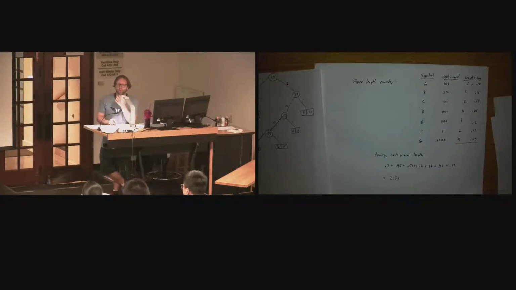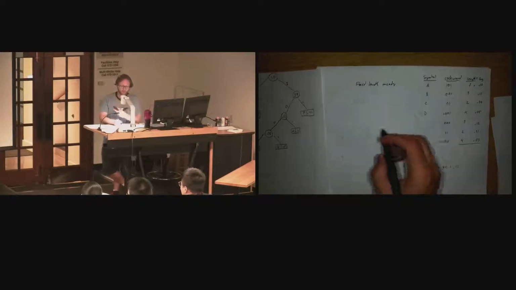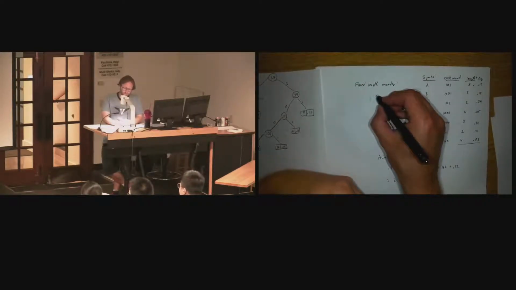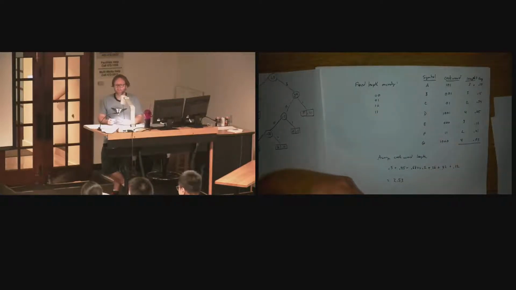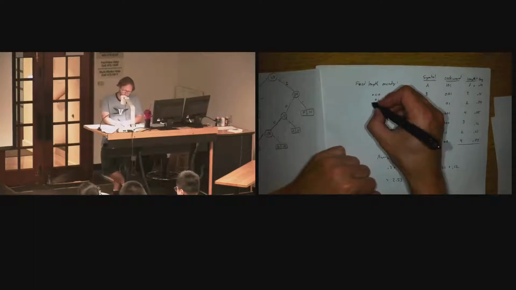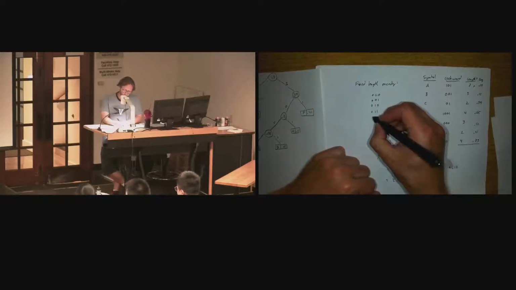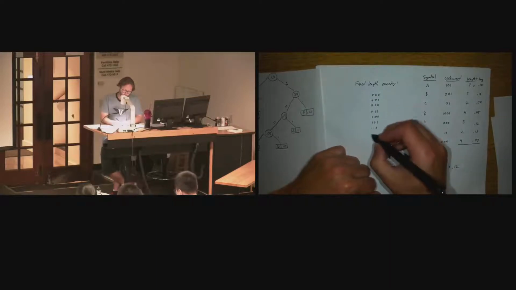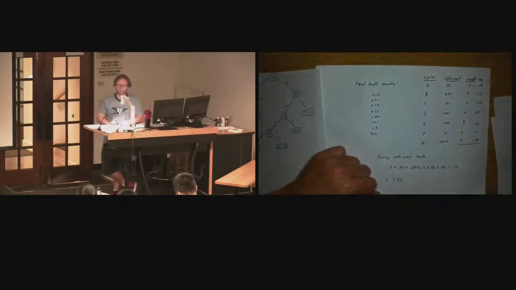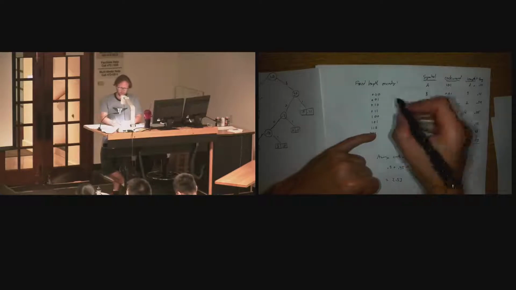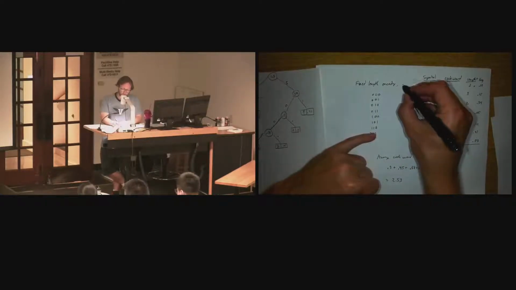Could you do it with 2 bits? How many bit strings of length 2 are there? 0, 0, 0, 1, 1, 0, and 1, 1. Is that enough? So how many bits do you need? At least 3. 0, 0, 0, 0, 0, 1, and so on up to 1, 1, 0, and then 1, 1, 1, you don't use that. That leads to a fixed length encoding of 3.